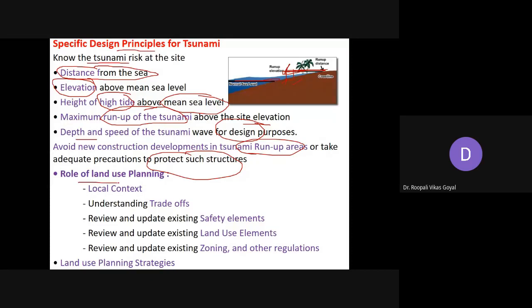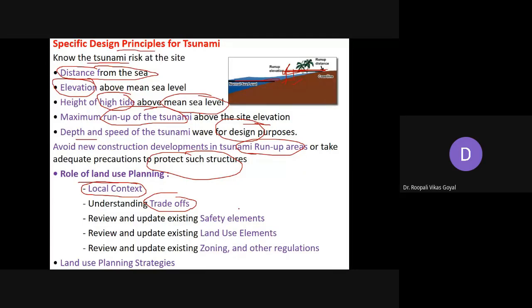So there is a role of land use planning, that is, how to use the land. There is a local context in that. As per the authority, whatever laws are there, they have to follow, and they have to understand the trade-off, meaning how much benefit and how much loss, and then they have to give the permission.